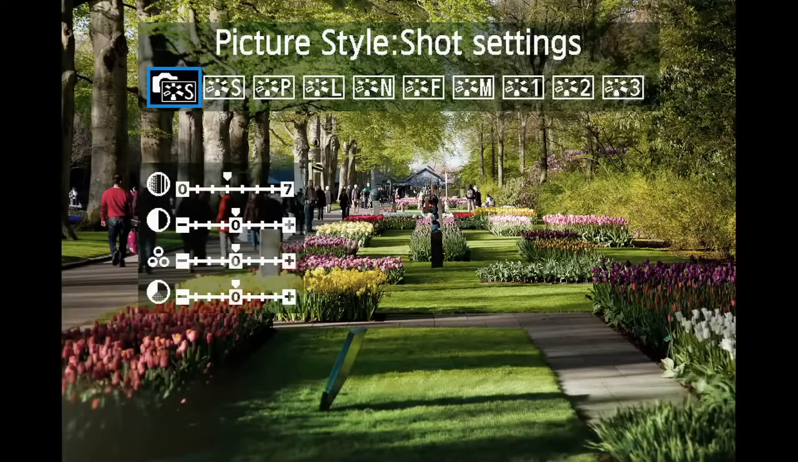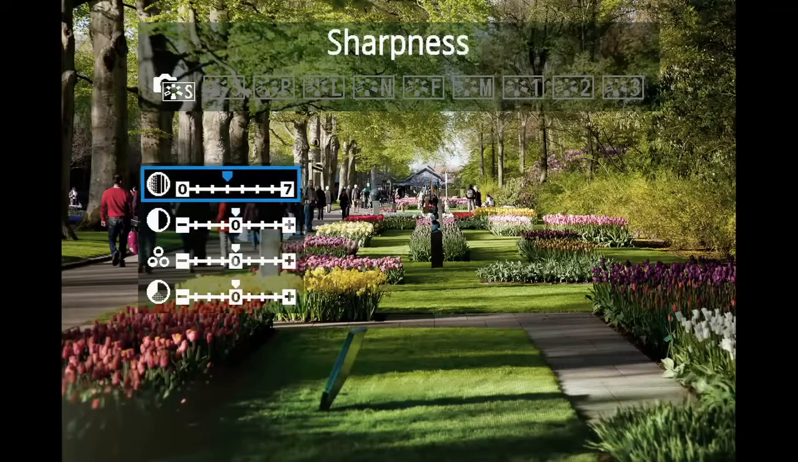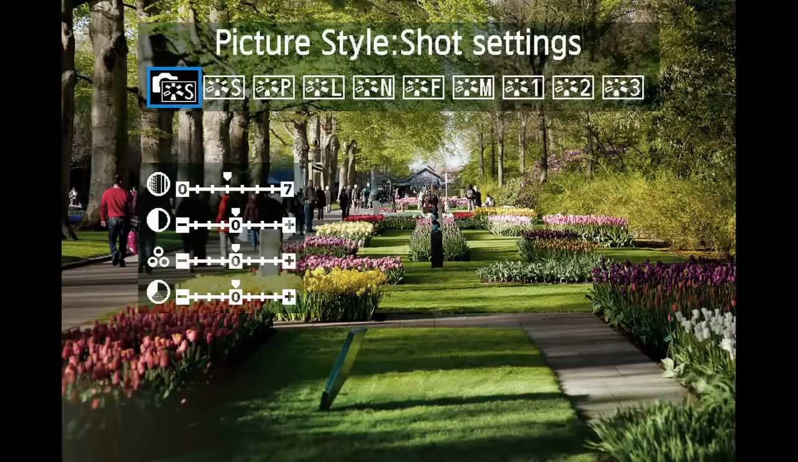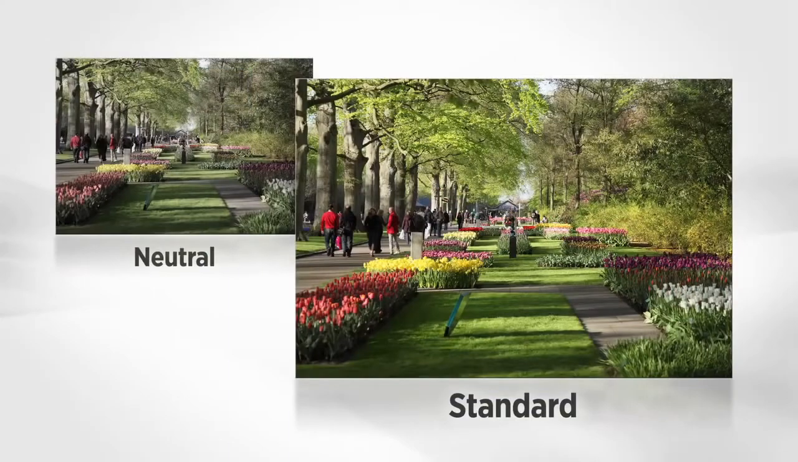All Canon EOS cameras have 6 predefined picture style settings that alter color, saturation, contrast, and sharpness. Standard is a general purpose style and is the EOS 60D's default setting. It looks vivid, sharp, and crisp.